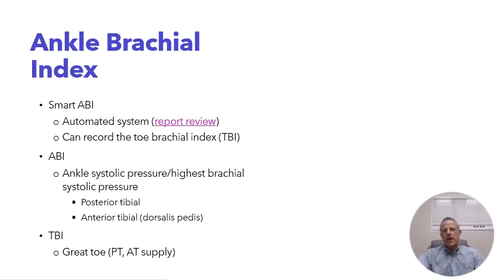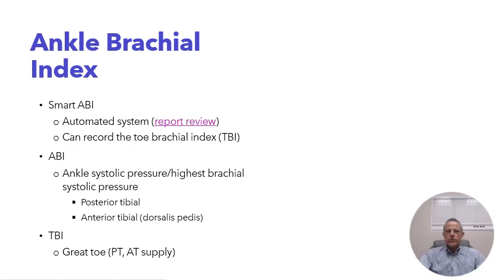If the ABI is not possible because of a wound at the location where the cuff would be used, there is the alternative, which is the TBI, or the toe brachial index. If there is a patient that has what we call non-compressible arteries, or an abnormally elevated ABI higher than would be expected, the TBI is more accurate in giving an idea of blood flow at the foot.